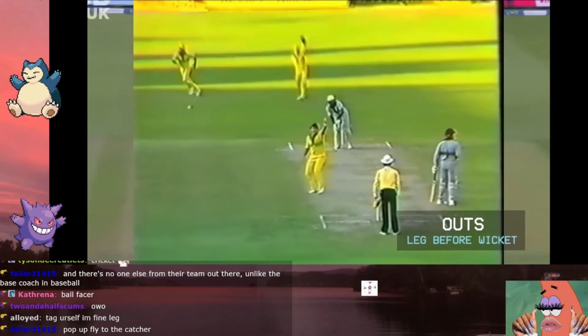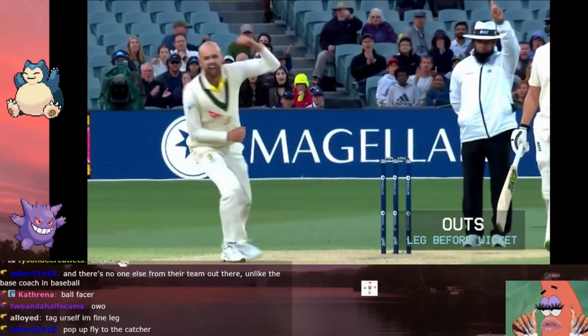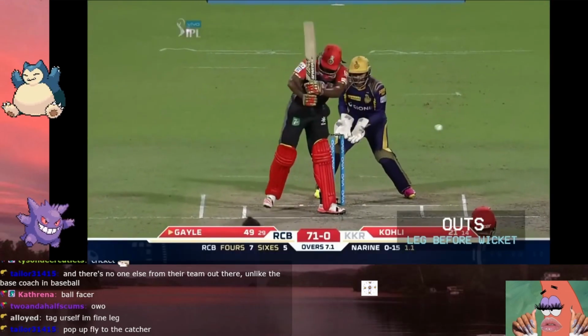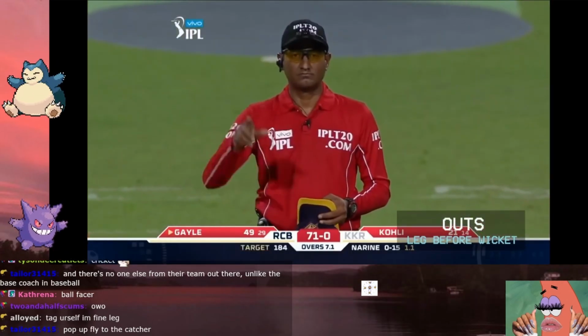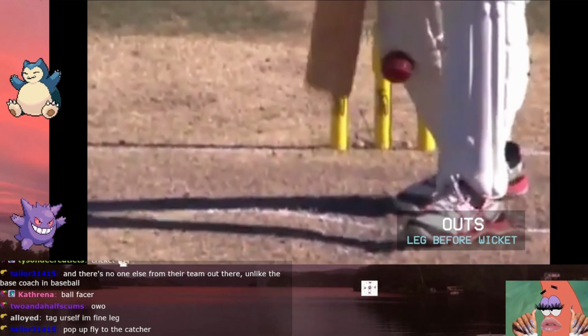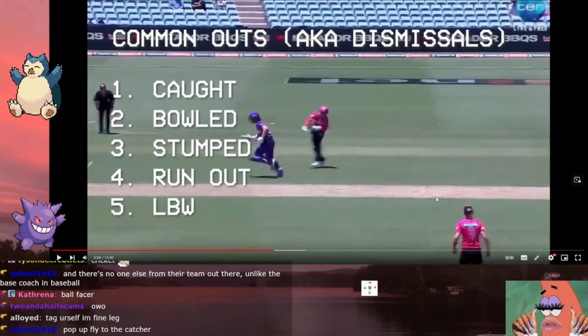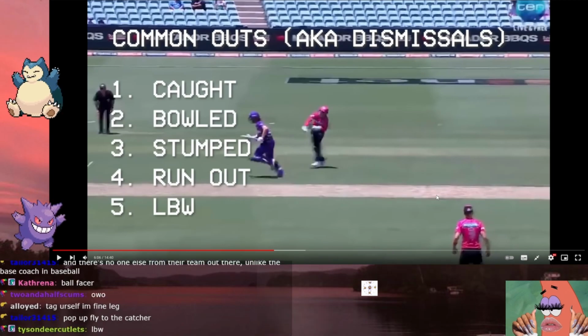A batter can also be called out if they allow the ball to hit them and the umpire determines that the ball would have knocked the bails off the stumps if the batter had not interfered with their body. This is called a leg before wicket. So those are the most common. Now, he doesn't explain leg before wicket very deeply there. Leg before wicket is one of the most complicated ways to be given out in cricket.